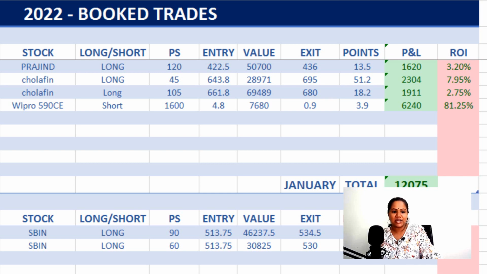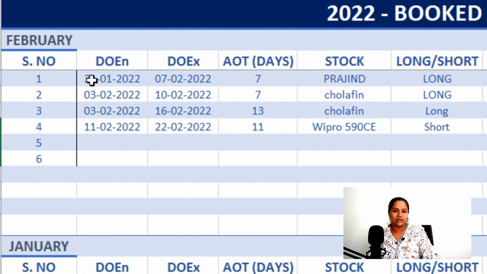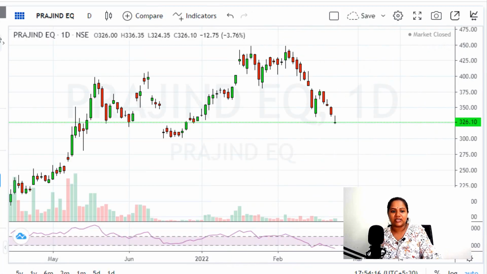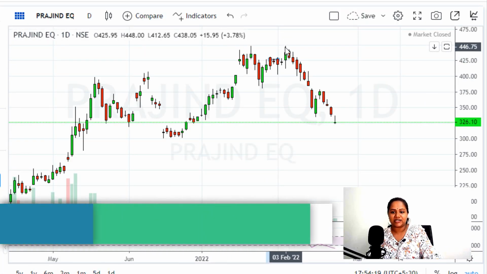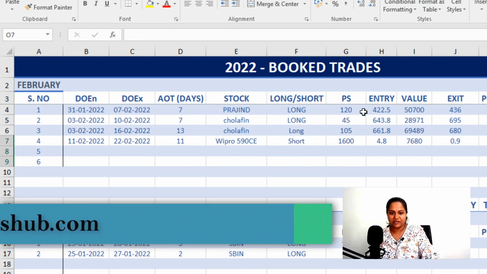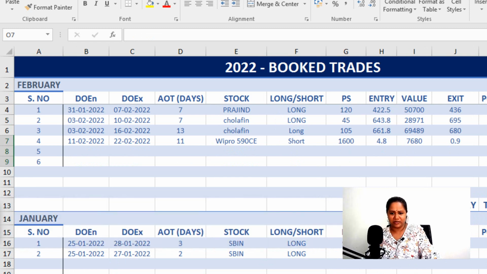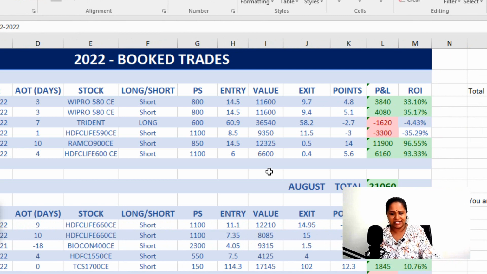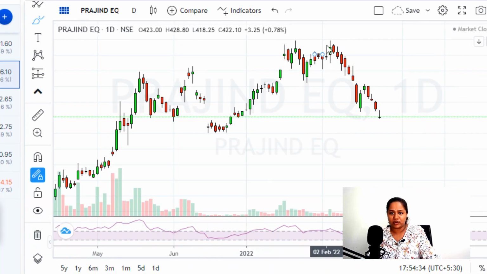So in Upstox, on 31st itself, on the 31st of January, I made an entry into Praj Industries, which is a long position. This call was shared in my group also, in my private group. So we exited with about 13.5 points at 436, which was the target. The target given was 436. So it went higher, it went up to 446, but then we booked it on this day at 436. We held it for just about 3 days and we exited.